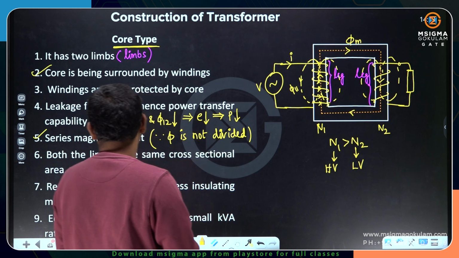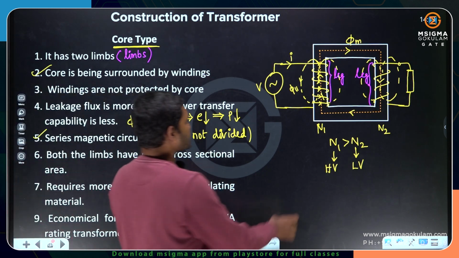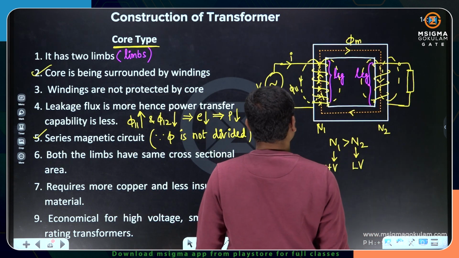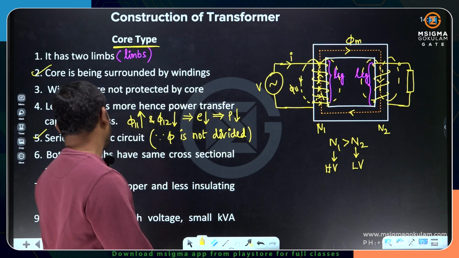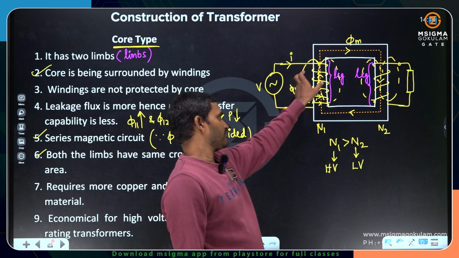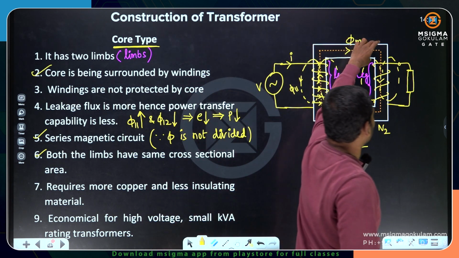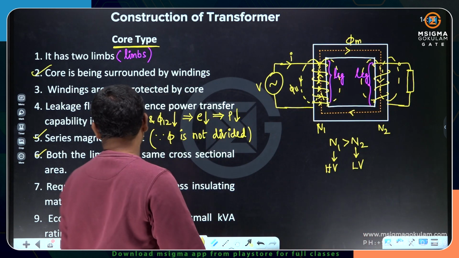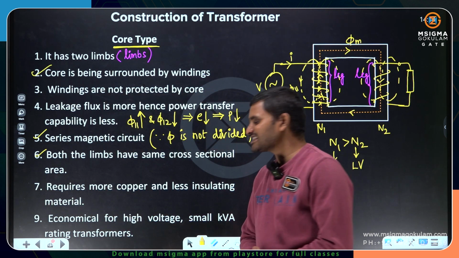Alright, the other point he is saying is that both the limbs have the same cross sectional area. Not only the limbs, even the yoke part also, the horizontal portion. Yoke and legs both have the same cross sectional area. Whatever the area occupied by the leg is A1, the area occupied by the yoke, this leg and this yoke, all are the same area, A1 only. Okay, and the other point he wants to say is that it requires more copper and less insulating material.